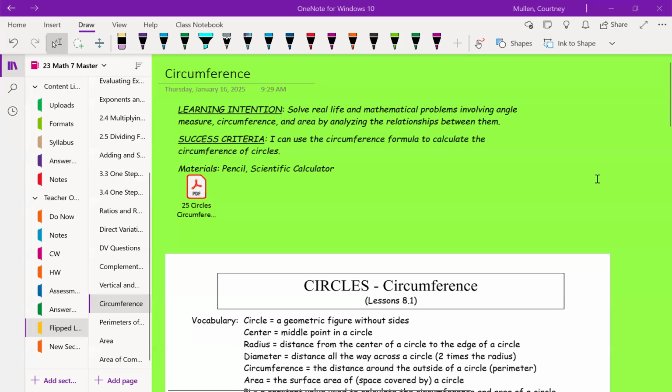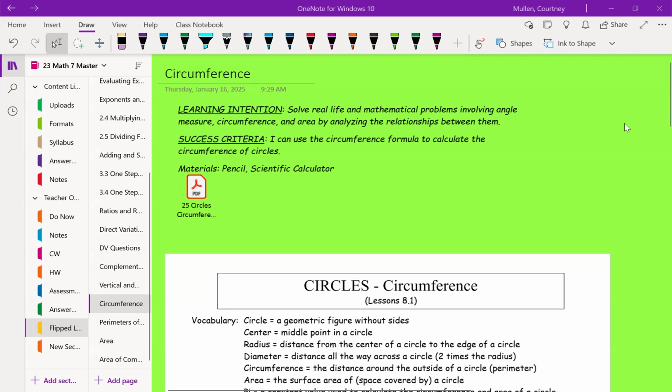Hello again. Today we're going to be working on circumference. Circumference of circles is the distance around the outside of a circle. For other shapes, you might have known this as perimeter, but we have a special word because circles don't have any straight sides, they're all curved.